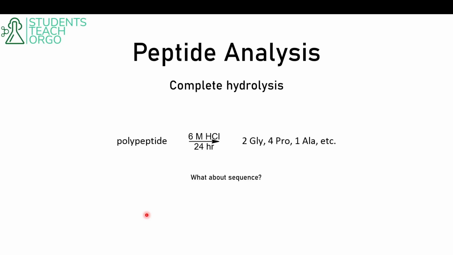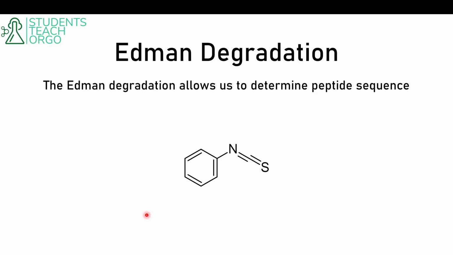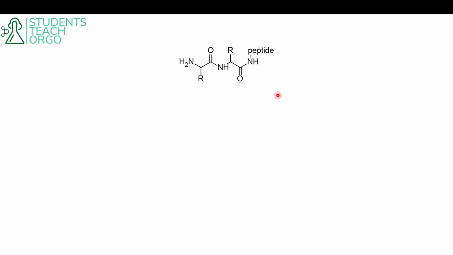So how do we determine sequence? Well, we use a process called the Edman degradation. This is a lot more specific in that it will take off amino acids one at a time and allow us that way to determine peptide sequence. This is the Edman reagent down here, and this is what's used to facilitate the Edman degradation. So let's take a look at the mechanism for that. We begin with our peptide, and we can start by adding the Edman reagent, and it'll shuffle things around over here on this end. It's not super important what happens, but the lone pair on the nitrogen attacks this carbon with 2 double bonds.